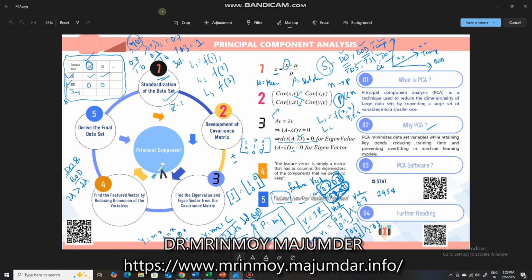That is, whenever you multiply this feature vector with the standardized data set, as the feature vector has no DO data, the final data set will only have the BOD part of the original data set. Right? Because the feature vector has no DO, that DO part will get removed when you multiply the transpose of the feature vector with the transpose of the standardized original data set. So that is what principal component analysis is.